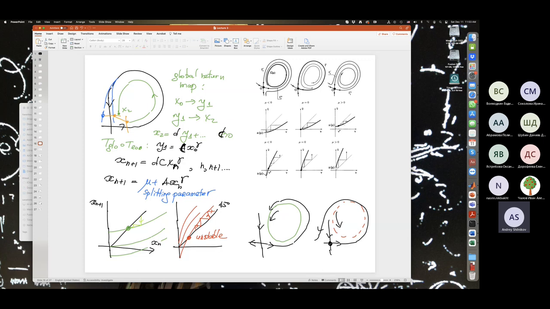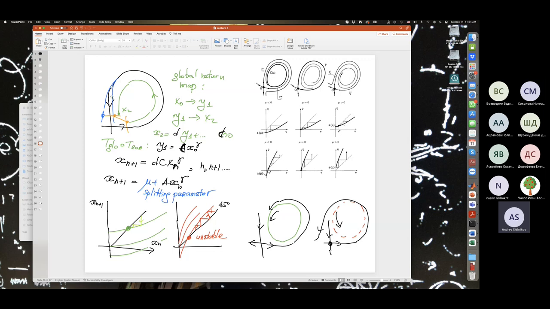Okay, when you combine both maps together, you get something like this. That's your local map. Instead of saying x2 and x0, you say x_{n+1} versus the previous value of x. Altogether it's going to be some constant a: x_{n+1} equals some constant times x_n to the gamma, and then you add the mu, which is called a splitting parameter.